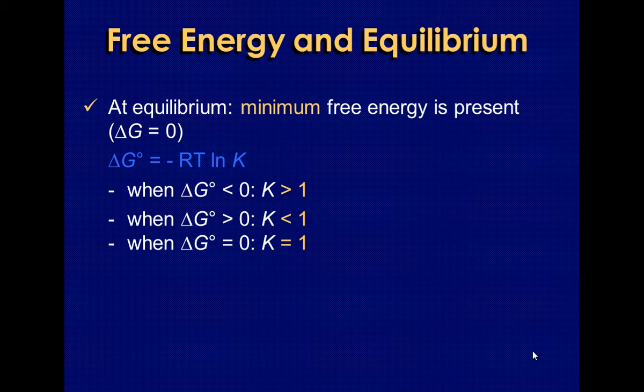When your delta G is negative, you're going to have a K greater than 1 because you're going to be moving towards the products, meaning that you're going to favor the numerator side of that equilibrium constant expression. When your delta G is positive, you're going to have a K less than 1. And that's because if you're a positive free energy, you're favoring the reactants. And so you would have more in the denominator of that equilibrium constant expression. So your K would be less than 1.